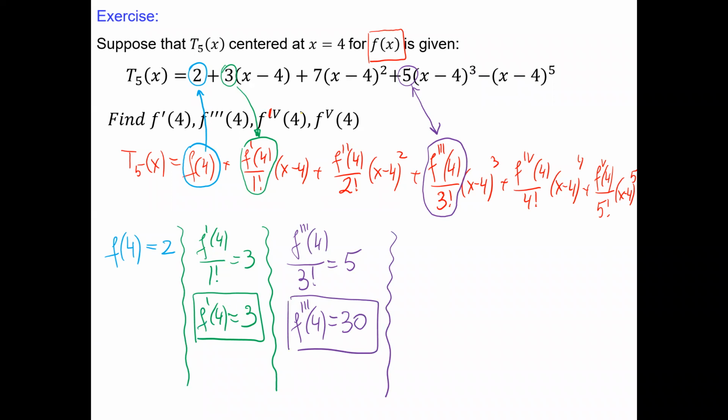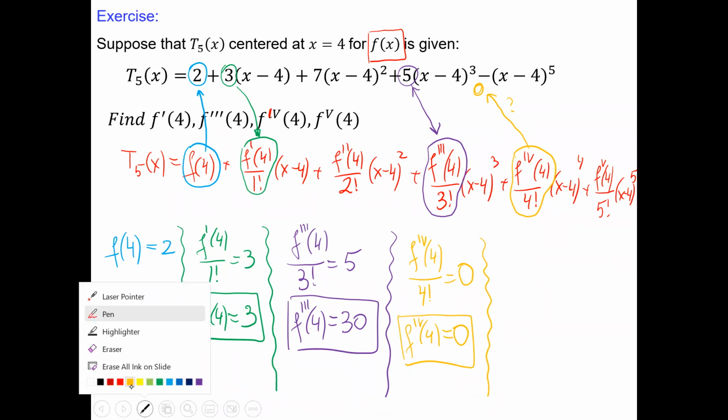The fourth derivative is not there. That means the fourth derivative at 4 over 4 factorial is 0. We do not have the term with the power of 4. It means this is actually 0. It's not there, so the fourth derivative at 4 is 0. Okay, and one more. I'm running out of colors.